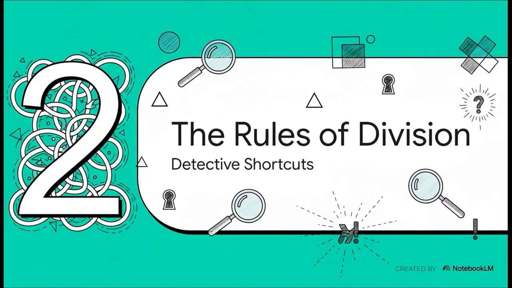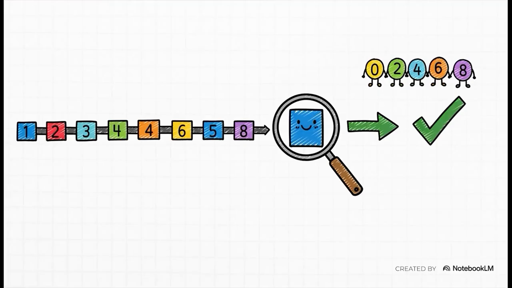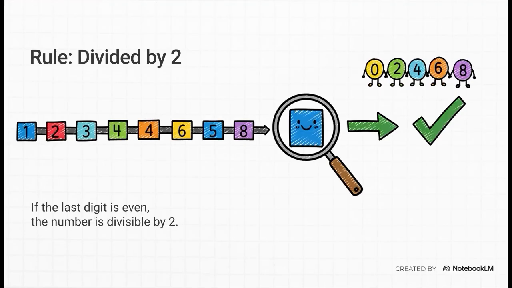And now for the part you've been waiting for, the secret codes. These are your detective shortcuts that will let you know if one number can be divided by another, usually just by looking at it. No calculator needed, I promise. The rule for 2. Oh, this one's a piece of cake. Don't even worry about how big the number is. Just look at the very last digit. If it's an even number, 0, 2, 4, 6 or 8, then you've cracked it. The whole number is divisible by 2.